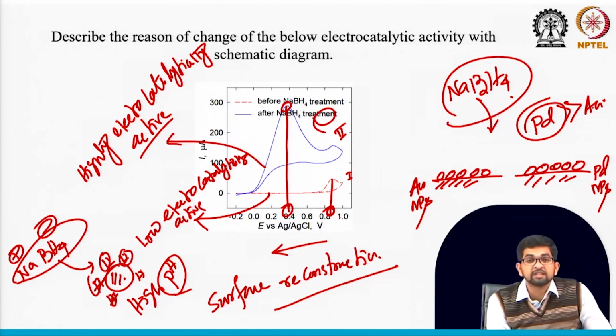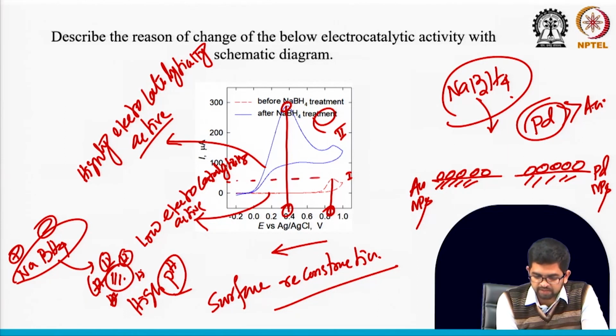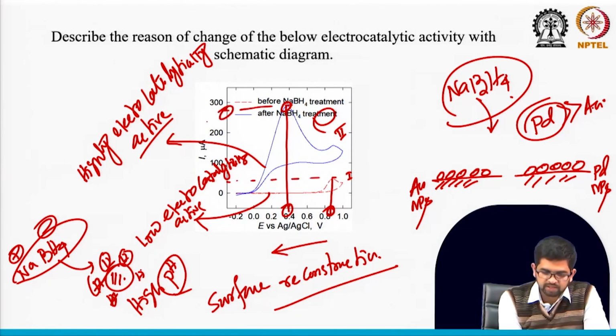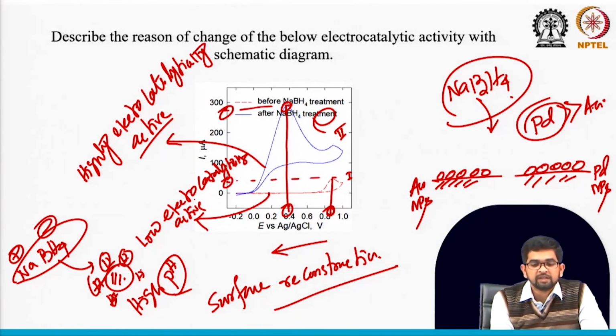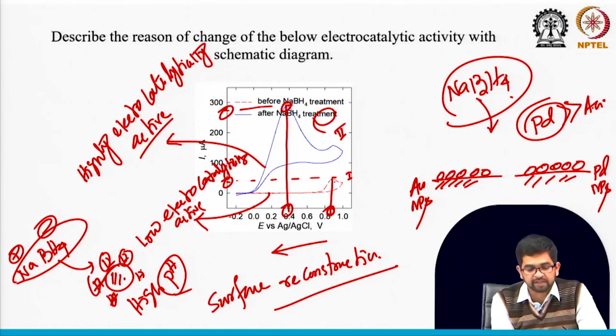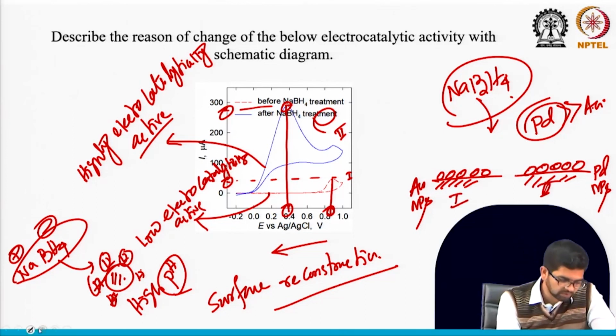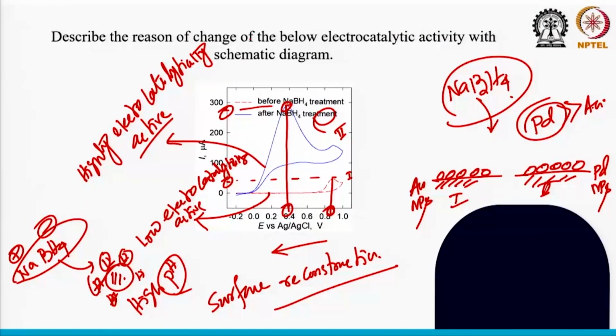Not only potential, you also have to check the current you are getting. See here how much current enhancement you are getting. Generally we compare this enhancement at a fixed potential. So you have to fix a potential, then you can compare the amount of current we are getting. That is another important point to compare the electrocatalytic activity of two different surfaces. So you can explain that.